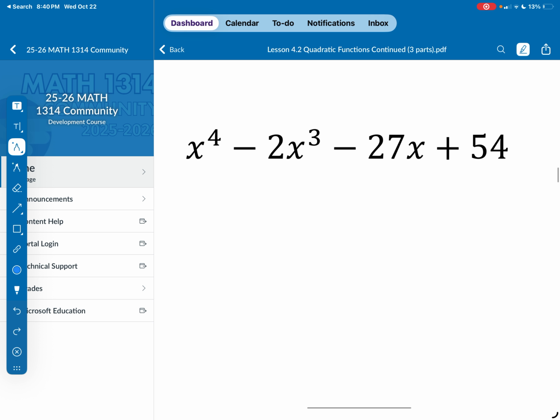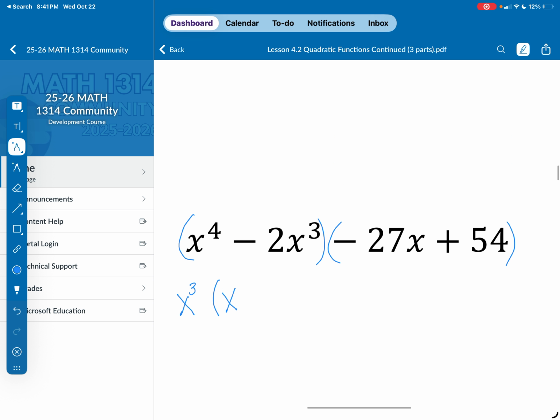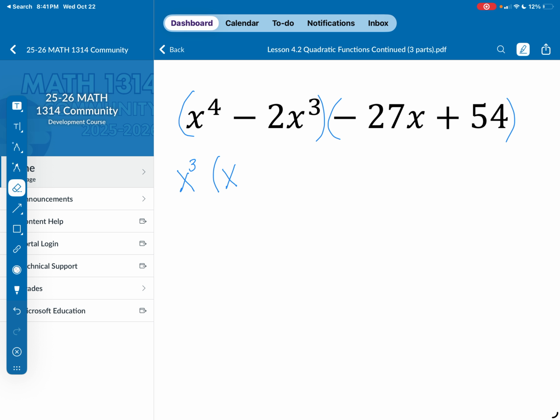And so we're going to do factor by grouping. x to the 4th, and then I have minus 2x cubed. I'm going to take out an x cubed. So I had 4 x's, and I took out 3, so I'm left with 1. And then I have negative 2x cubed, but I took out the x cubed, so I just have negative 2. Then I move over to my next one, and I have negative 27x and 54. So I'm going to pull out the negative 27. Negative 27x divided by negative 27 is x, and 54 divided by negative 27 is negative 2.